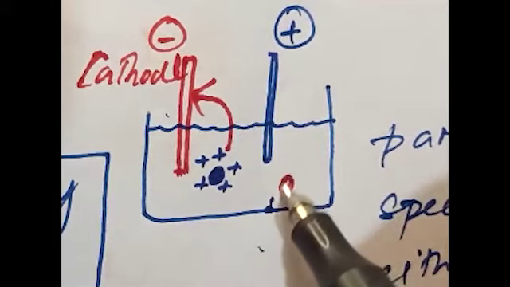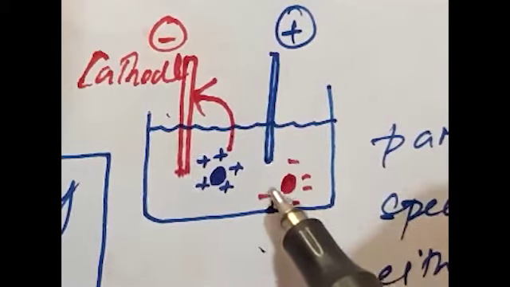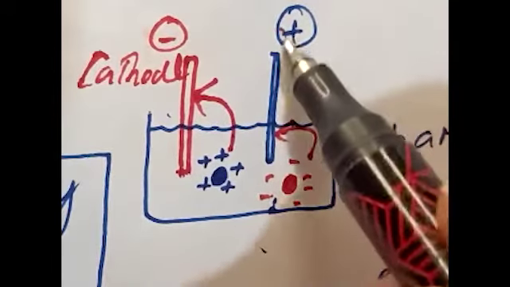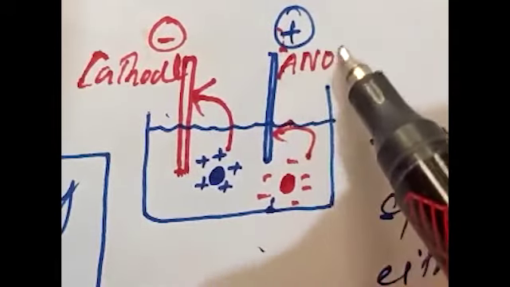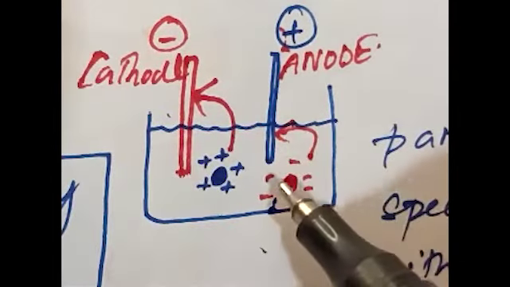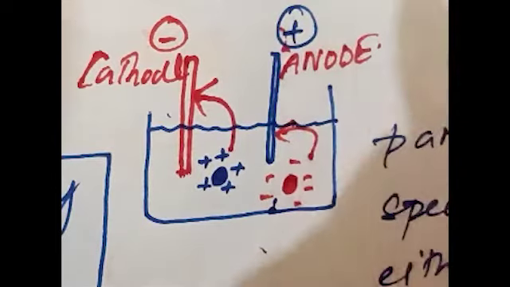Jodi ki eta colloid thake tar negatively charged scatter hoye ase all around, it will definitely go towards the positive part, that is the anode. If it accumulates around the anode, then I can understand that it was negatively charged because our anode is positive.